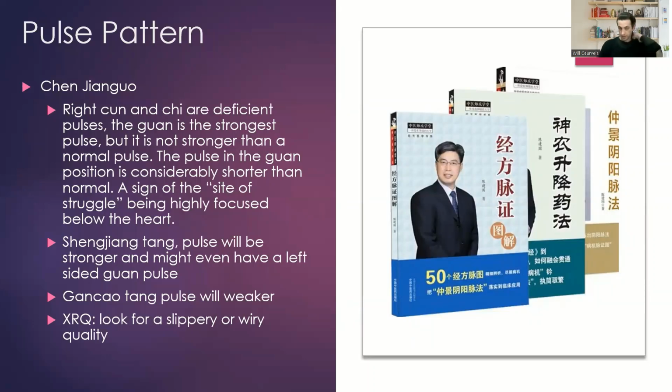Now, for Gancao Xiexin Tang, that's an interesting one. On top of these right side findings, you might also see a much weaker or thinner left side pulse. Okay, and then you might even see a rolling up pulse on either the left or right side. Okay, so both things to look out for.